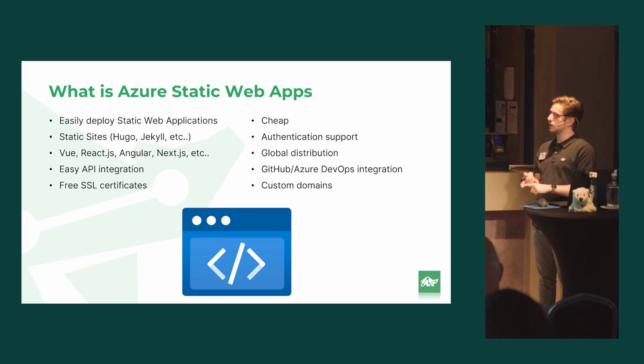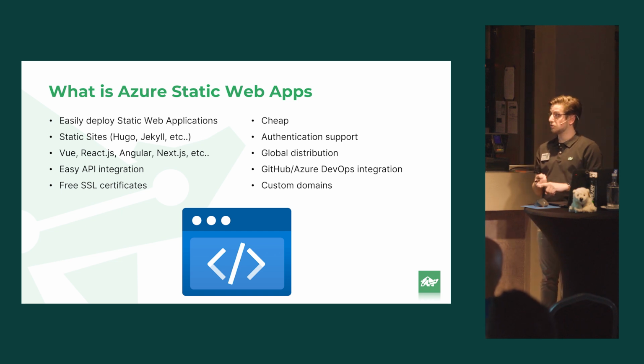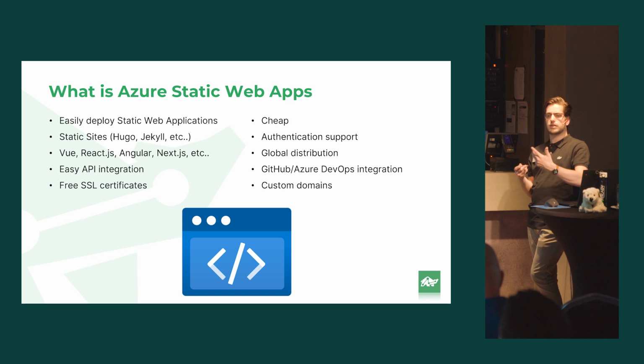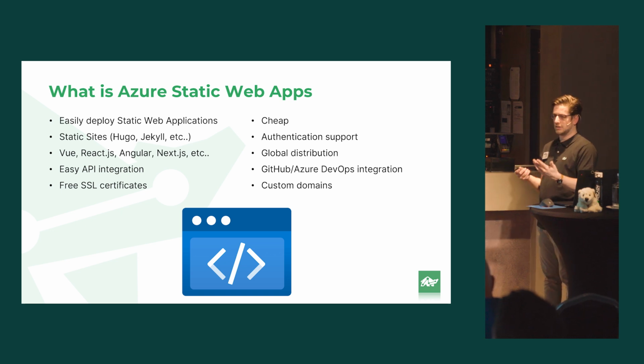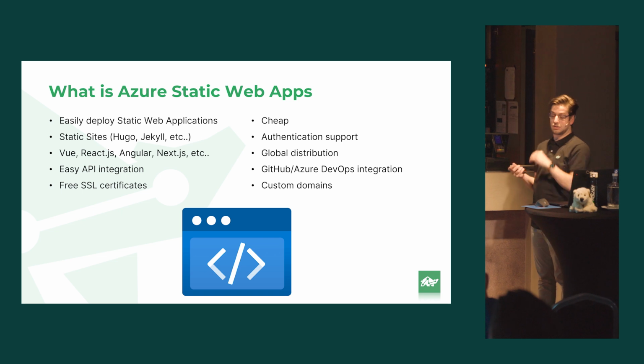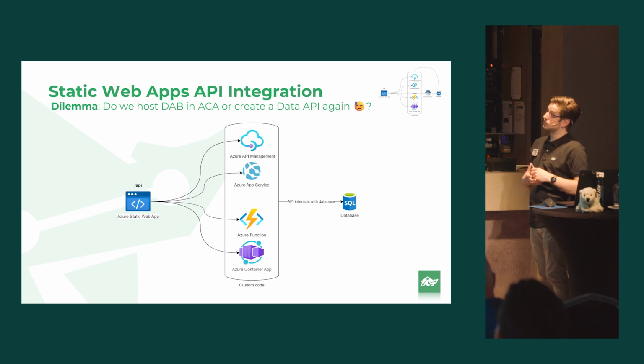So you can think of things like Hugo and Jekyll that just generate static sites, but you can also use this to host Vue and React and Angular, Next.js, stuff like this. And this service is really, really cool. It has easy API integration. It's free. It has free SSL certificates. Unlike app services, it's really, really cheap. And there's loads of other features. But we're not here to learn about static web apps. We're here to learn about Data API Builder.